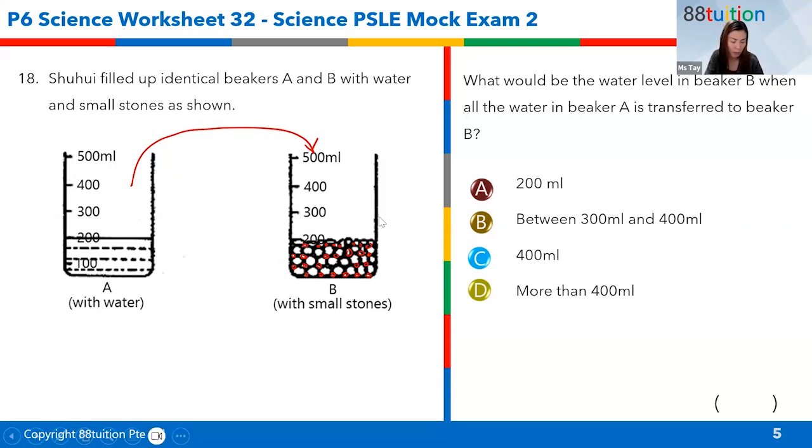Can it possibly be 400? Definitely not, because some of the water actually occupies the spaces between the stones. So it has to be between 300 and 400. Any question here?